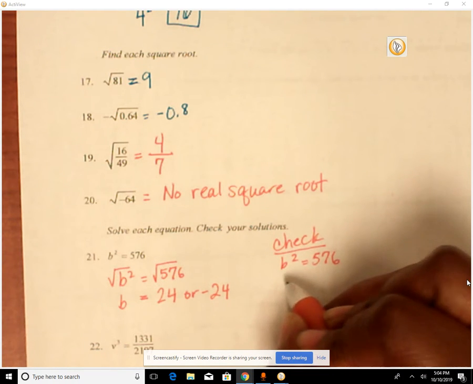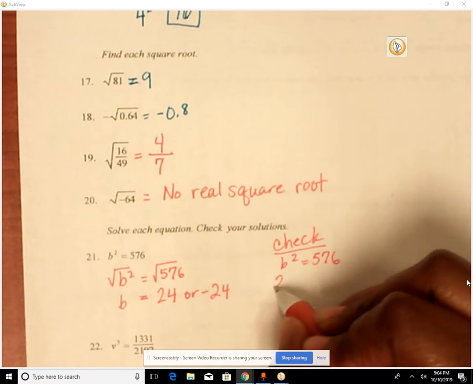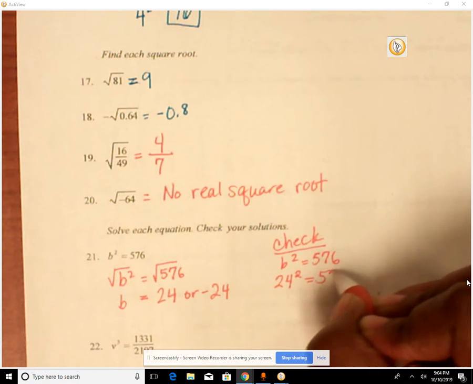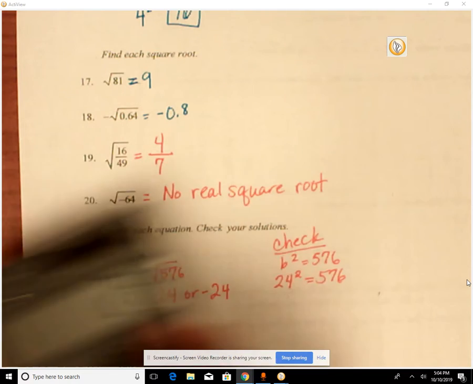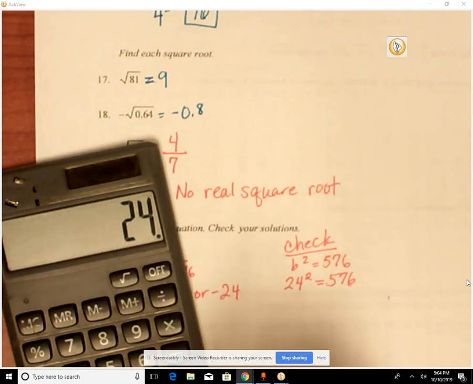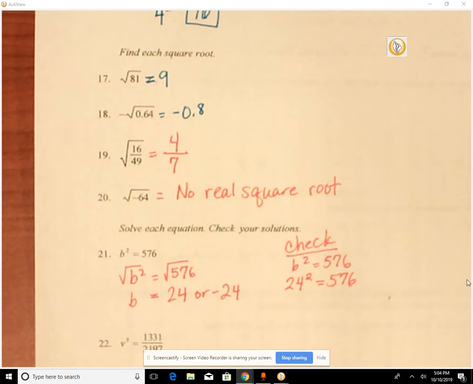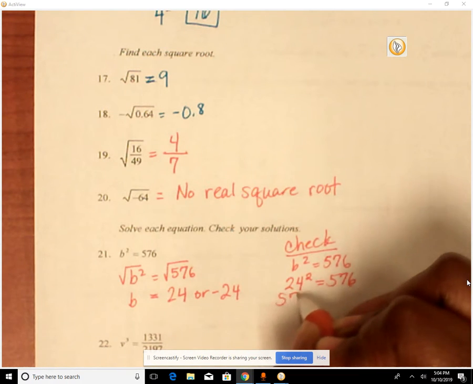All right, so we have b squared, which is 24. We're going to replace that to check to make sure it's really 576, because that square root button can break. That's what the kids think anyway. 24 times 24, it does give us 576.